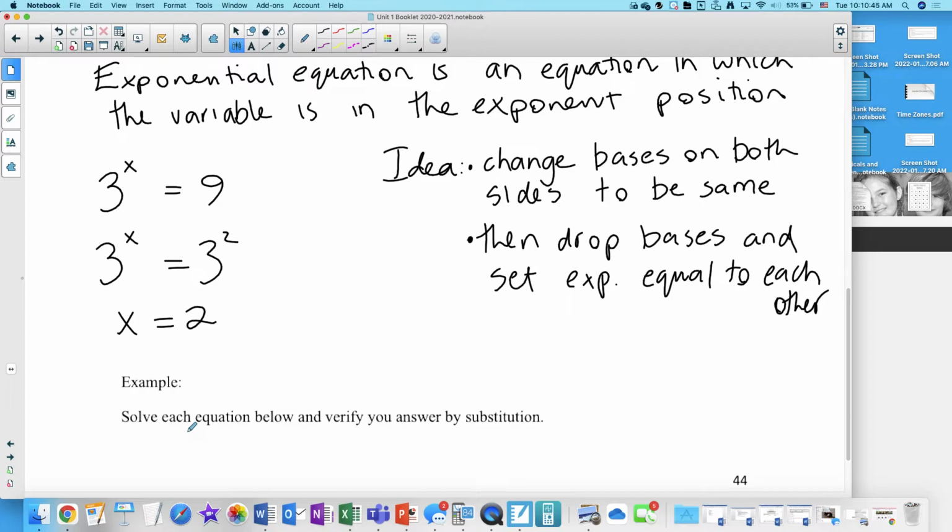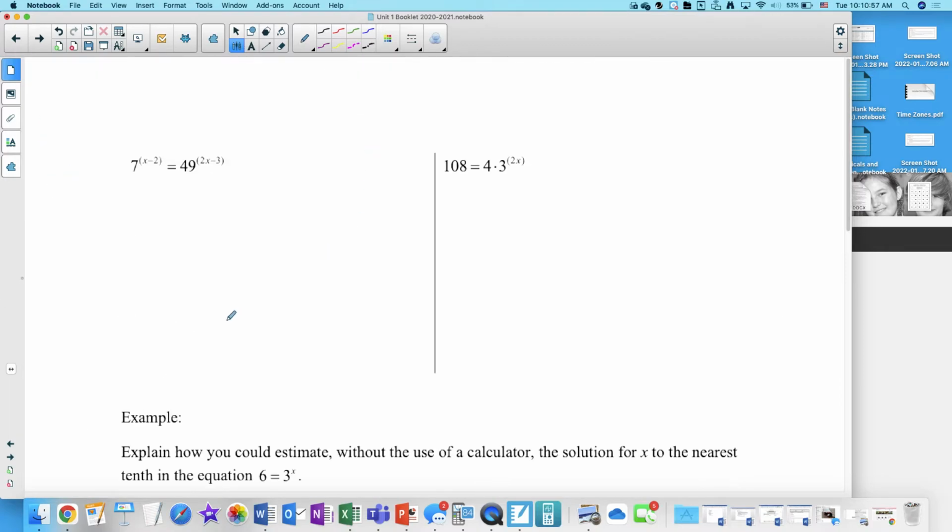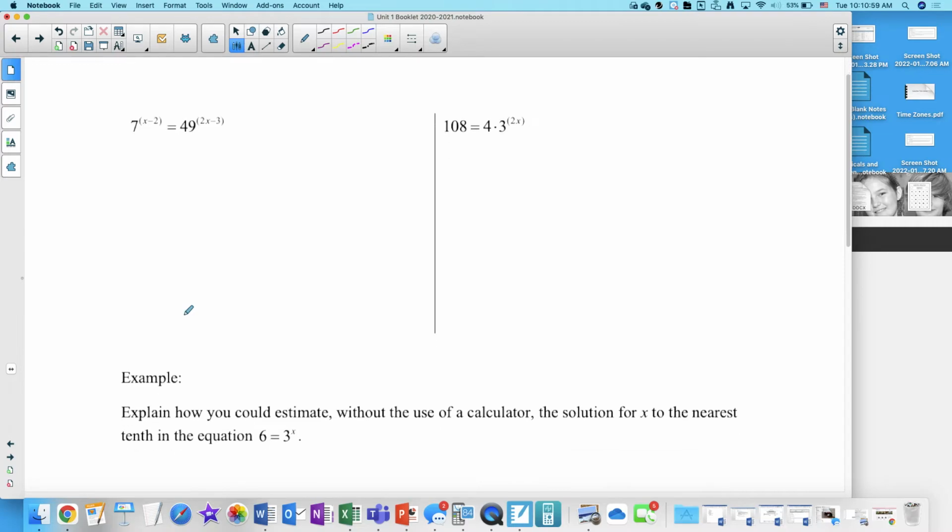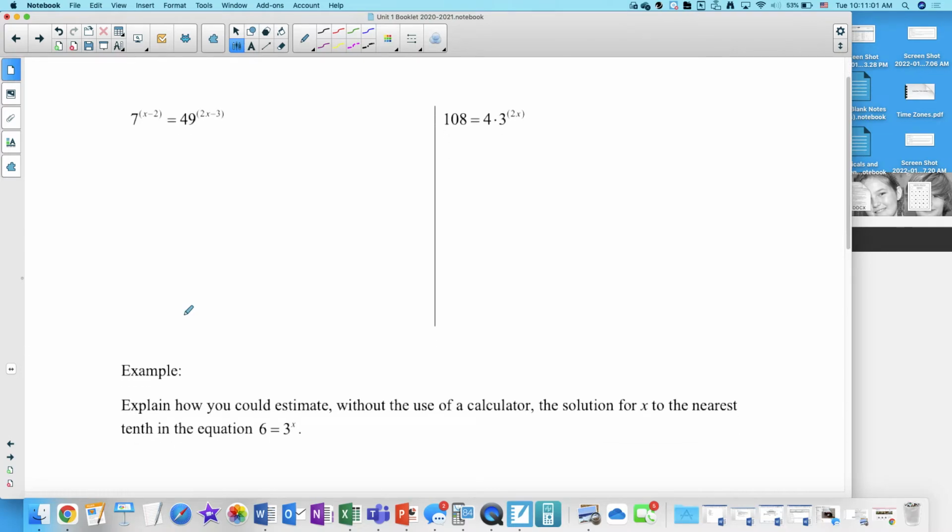When you are solving an exponential equation, the first thing you should do is isolate the power. You don't want to multiply it by a number. So if you have to do that, then divide that first. And we'll see an example of that.